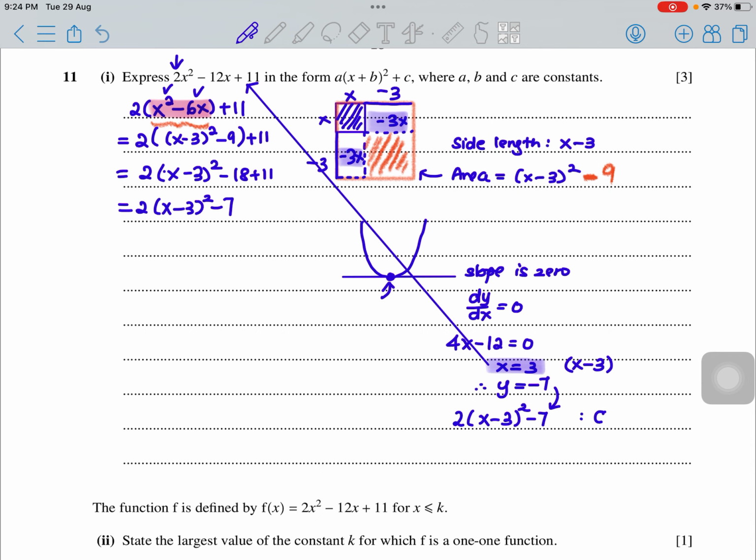Kindly check your expression by a proper expansion. Make sure you get back the 2x squared minus 12x plus 11. Although you are using a shortcut, you don't want to go wrong.